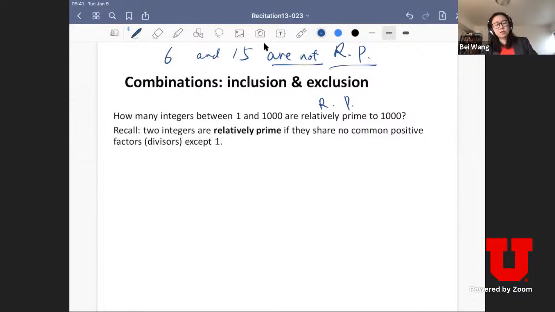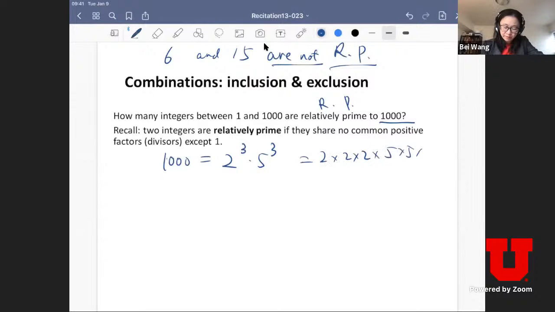So let me give you a hint while you're solving this problem. When I talk about relatively prime to a number, first of all, I need to factor out this number to see what integer factors there are for 1,000. So 1,000 is equal to 2 to the power of 3 times 5 to the power of 3. You can validate this. This is basically 2 times 2 times 2 times 5 times 5 times 5. That's 1,000. So what does that mean?